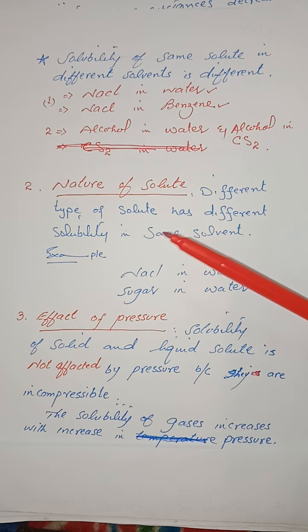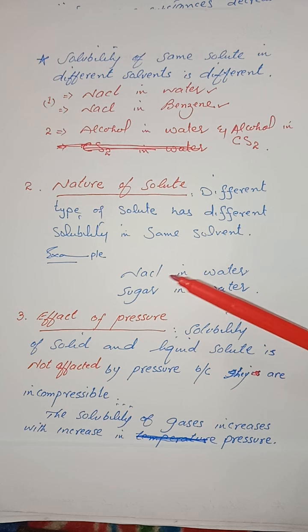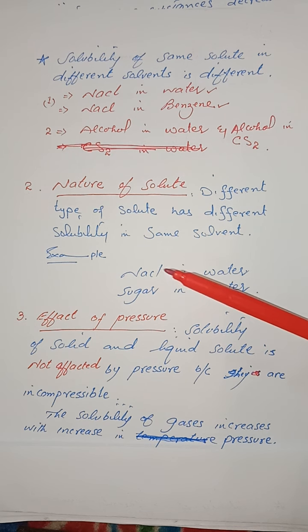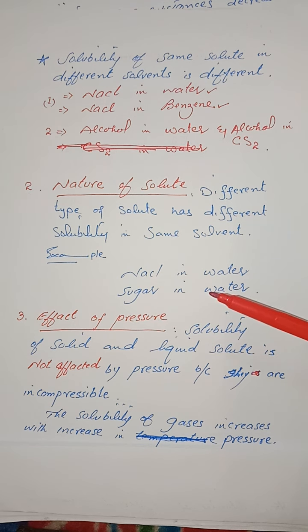Keep in mind that different types of solute have different solubility in the same solvent. In this case, the solvent is kept constant and we are going to change the solute. Sodium chloride is more soluble in water as compared to sugar. So the solvent is the same, but solubility also depends upon the nature of the solute. Sodium chloride is purely an ionic compound which is more soluble in water. Sugar is a polar compound which is also soluble in water, but its solubility at a particular temperature is less than that of sodium chloride.